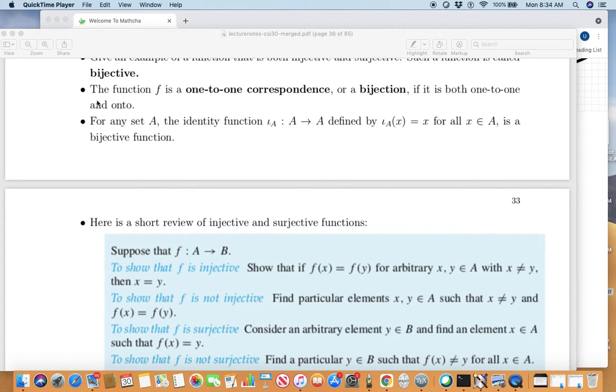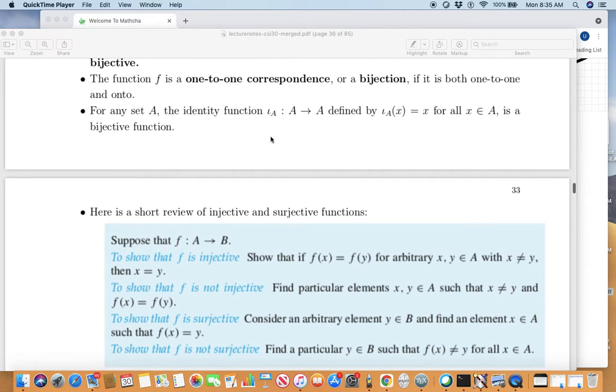Welcome back. The function f is a one-to-one correspondence or a bijection if it is both one-to-one and onto. For any set A, the identity function I_A from A to A defined by I_A(x) equals x for all x in A is a bijective function. Okay? Identity function is a bijective function.